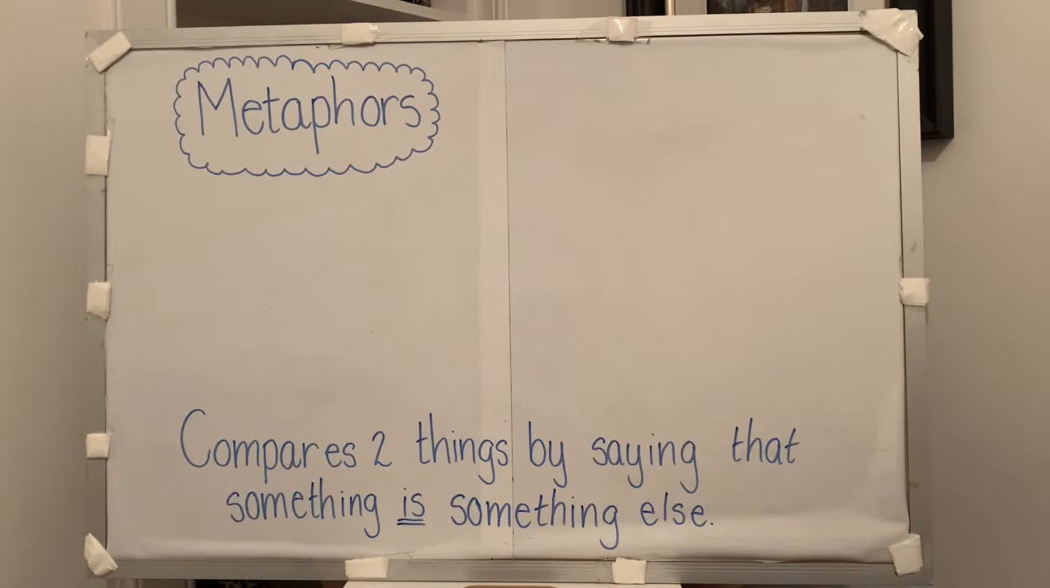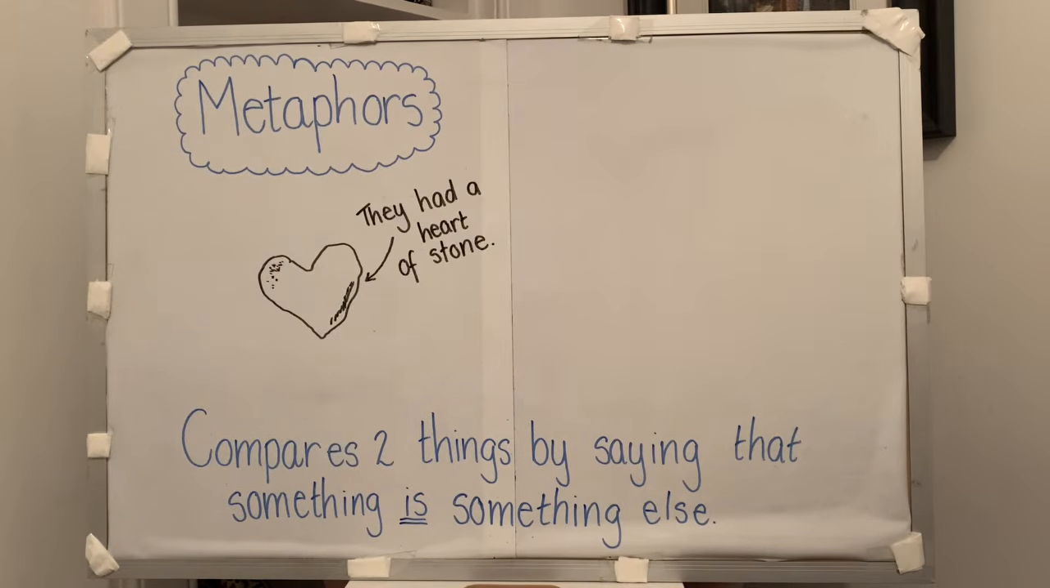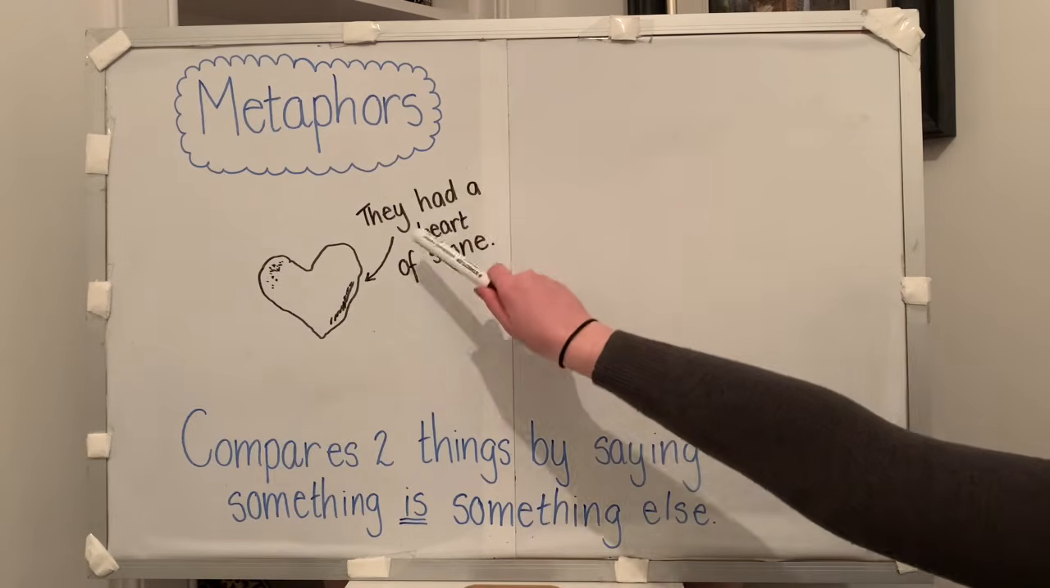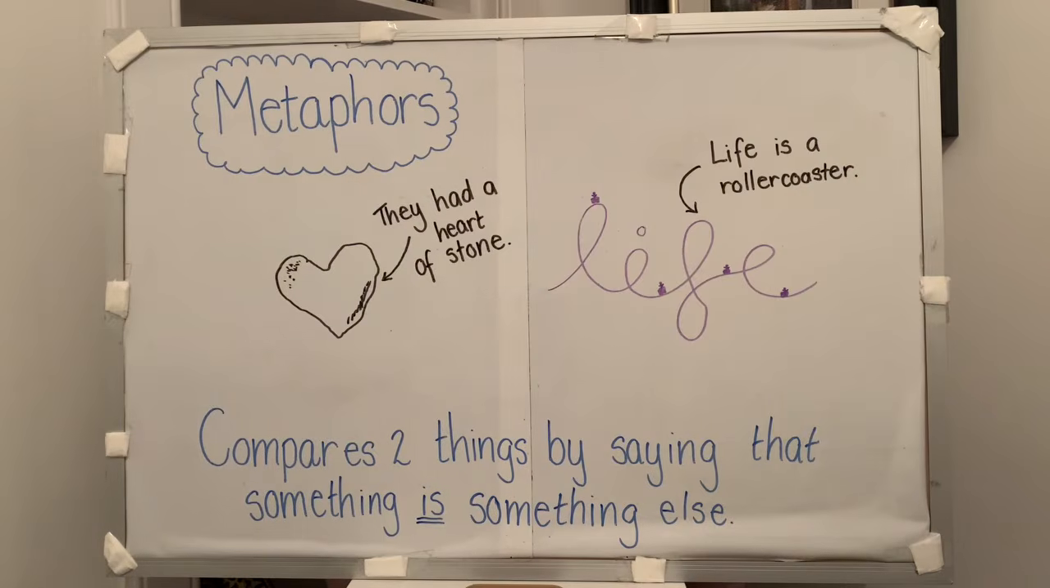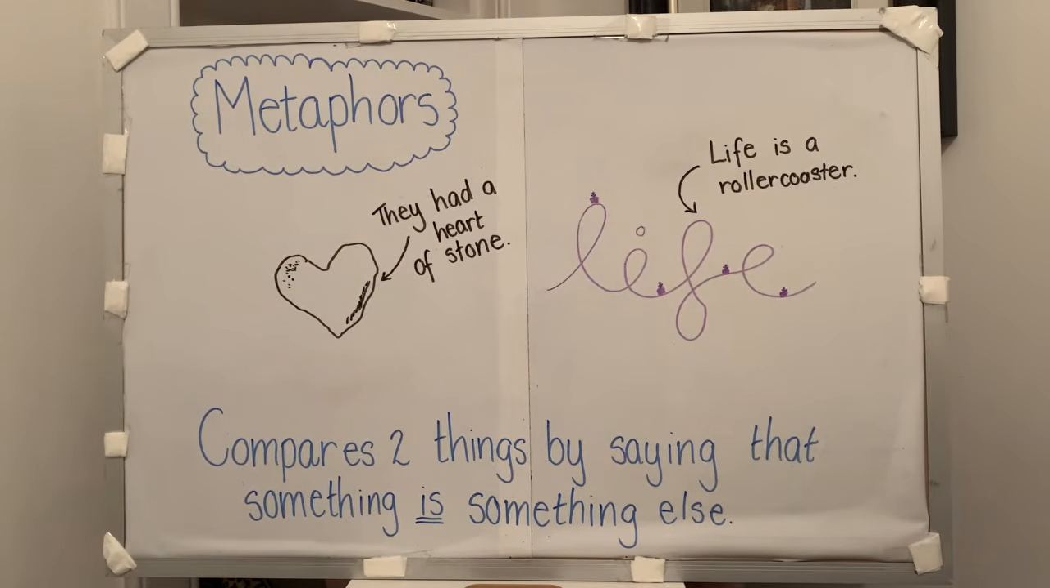Metaphors also compare 2 things, but you're comparing 2 things by saying something is something else, not saying it is like something else. So for example, they had a heart of stone. It's not saying it was like they had a heart of stone, we're saying they do have a heart of stone. In the same way, if you say life is a roller coaster, you're not saying life is like a roller coaster, you're saying life is a roller coaster, okay? But obviously, you cannot literally have a life like a roller coaster. Additionally, you cannot actually have a heart made of stone.